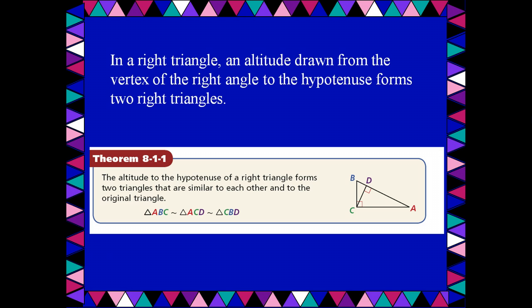When looking at these, we want to make sure that we match up the vertices of the three triangles properly. So we have triangle ABC. ABC is similar to ACD, which is also similar to CBD. In each case, we have named the right angle as the last angle of our triangle.